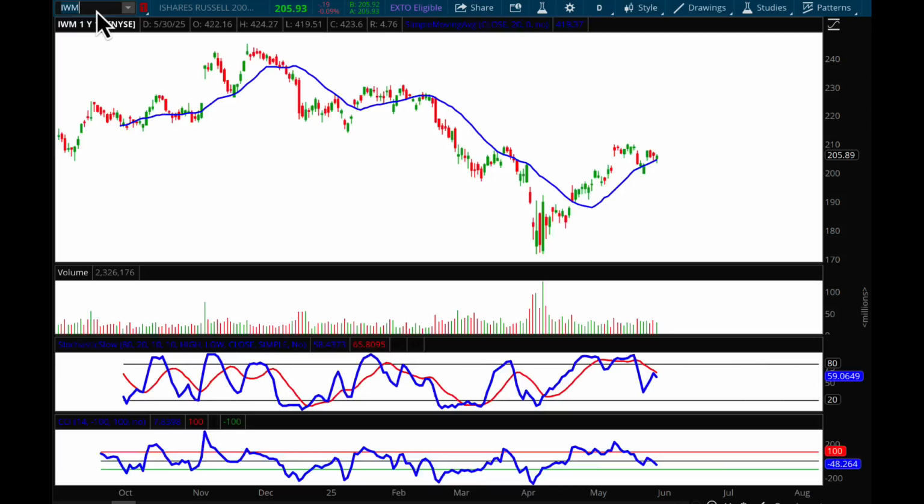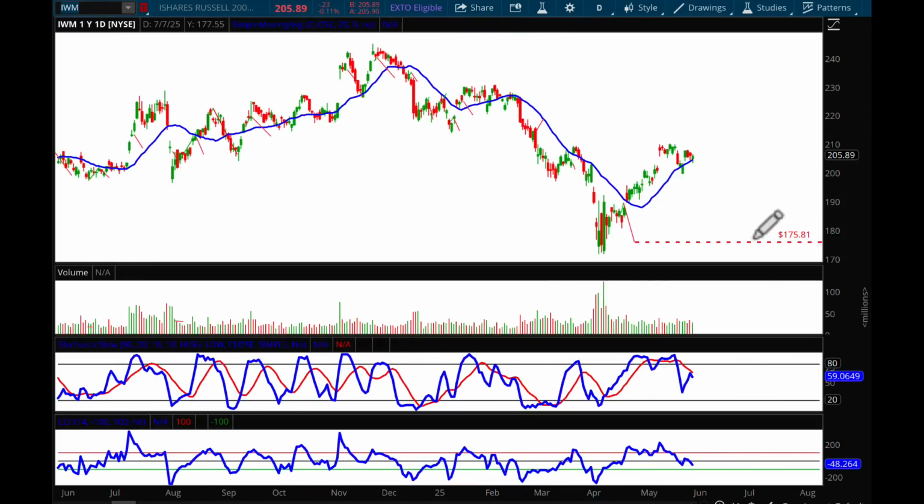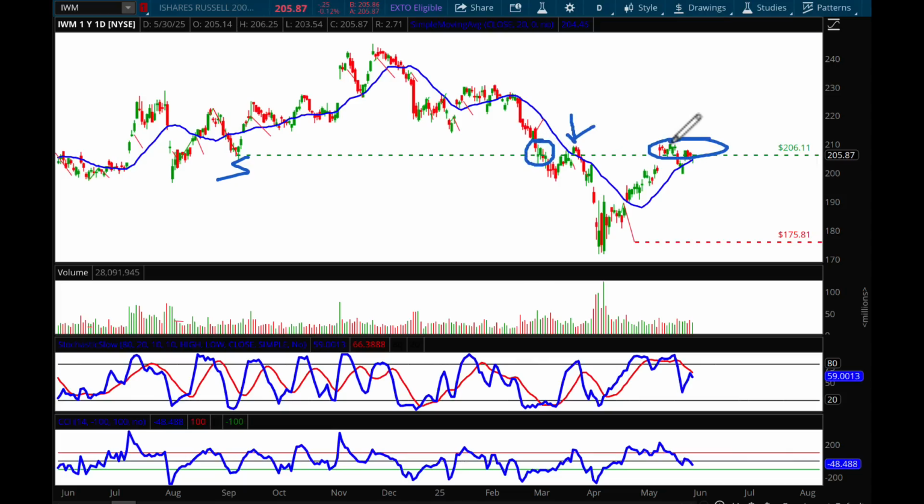Going on to IWM, you can see right here, my downside target is still at 175.81. That role reversal that I was talking about could even be drawn from back here. Watch what I do. I'm going to take a horizontal line and I'm just going to drop it right there on this low. And you see what happens. The support level here was broken. And what happened? It turned into resistance here, and it's still holding as resistance. Resistance and support levels are not exact, to the penny levels. They're general areas that we watch out for.